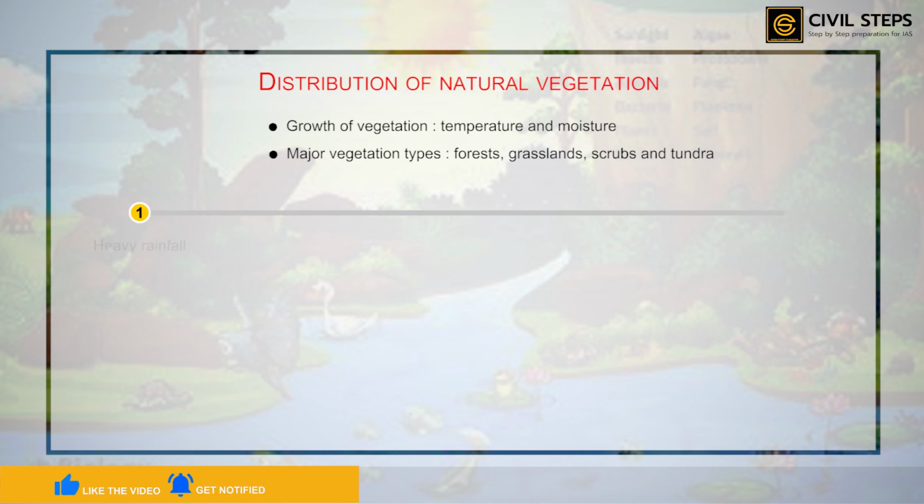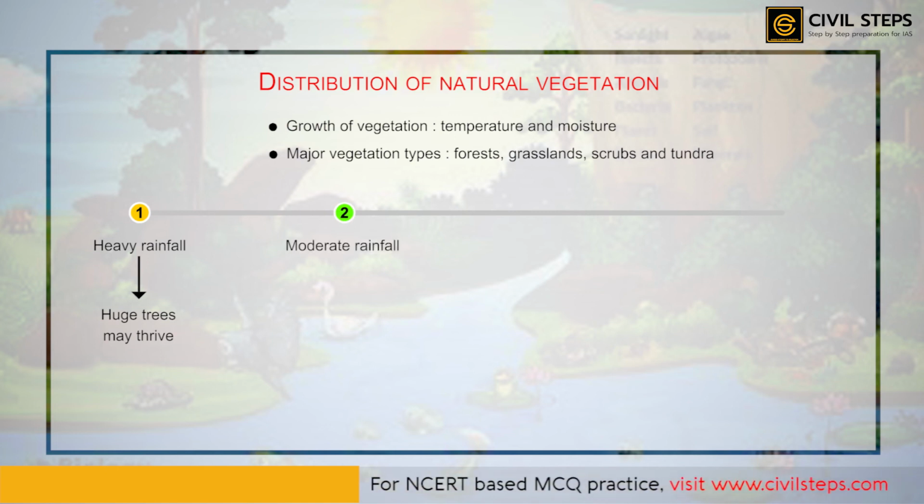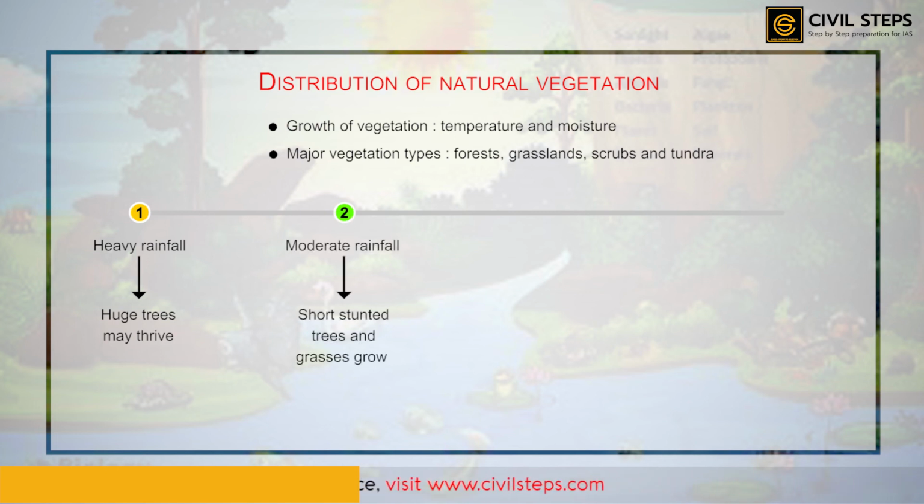In areas of heavy rainfall, huge trees may thrive. The forests are thus associated with areas having abundant water supply. As the amount of moisture decreases, the size of the trees and their density reduces. Hence, the short stunted trees and grasses that grow in the regions of moderate rainfall form the grasslands of the world. The thorny shrubs and the scrubs grow in the dry areas of low rainfall.